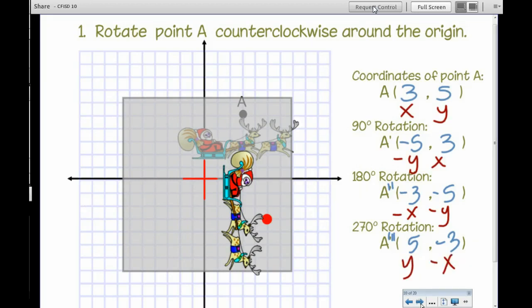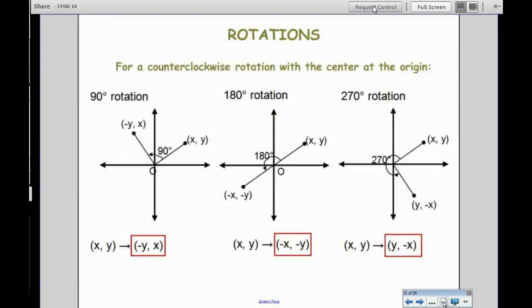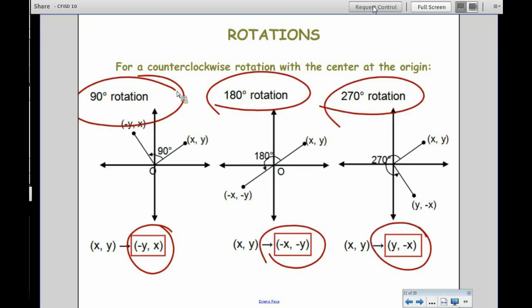Wait, should I write this down? Here's where you write it down, Landry. 90 degrees, write down the rule. Don't draw the picture. 180, write down the rule. 270, write down the rule. Only write down what is circled.